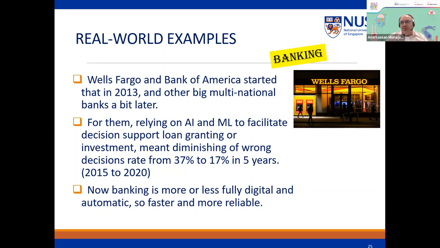And not only these banks are doing that. UOB and DBS in Singapore are examples of international banks who do that. Banks are more or less fully digital and automatic. Therefore, they are faster and more reliable because they are guardians of your money, and you trust them if they make better decisions.